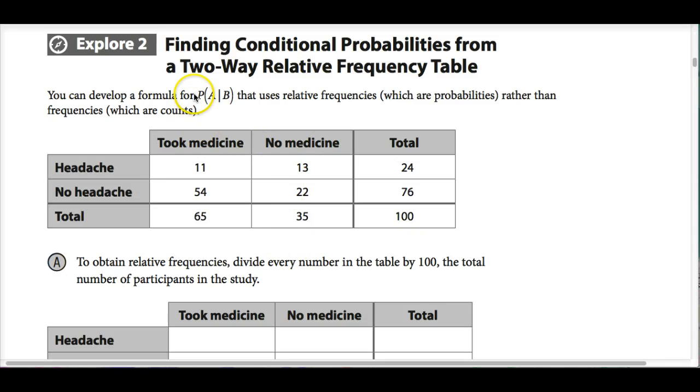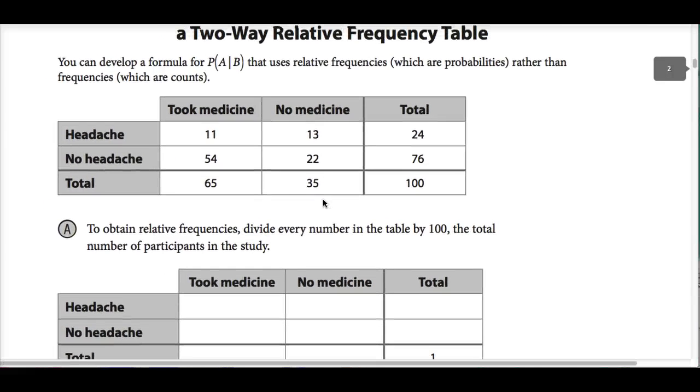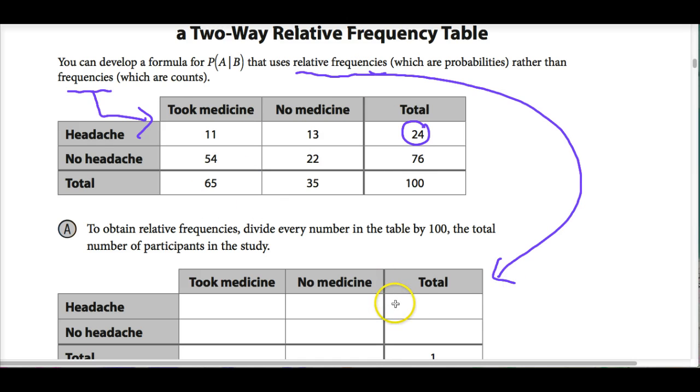And then the second thing they move on to is the same thing, okay? When you want to find the probability that A happened, given that B happened, you can use relative frequencies. If you don't understand what relative frequencies mean, it's just probabilities, and frequencies mean counts. So basically you count it. There's 24 people who have a headache, and out of the 24 people, 11 people took medicine. When you just count how many people, these are called frequencies. But when you change everything into a probability, we call it a relative frequency, and that looks like this chart over here.